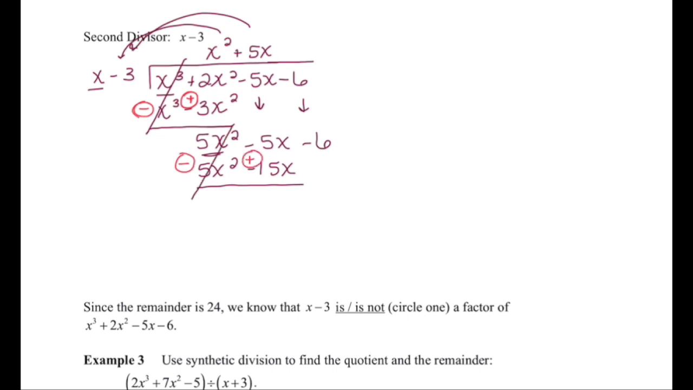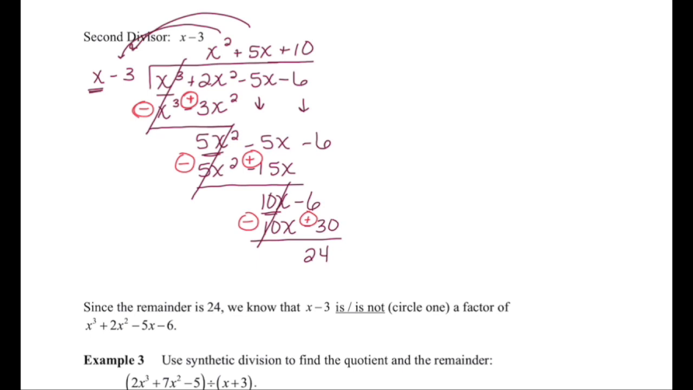Our x squareds disappear. I now have 10x minus 6. I have x. What can I multiply x by so that I get 10x? Positive 10. Multiplying everything, 10 times x is 10x. 10 times negative 3 is negative 30. We will change our signs because we are subtracting. Our 10x's disappear, but I now have 24 as my remainder.